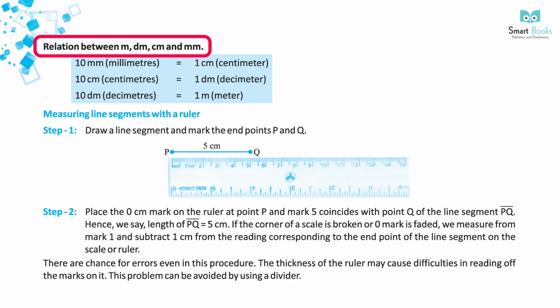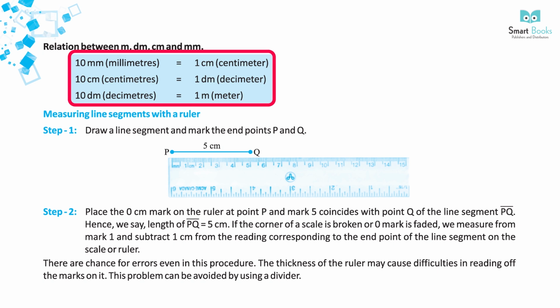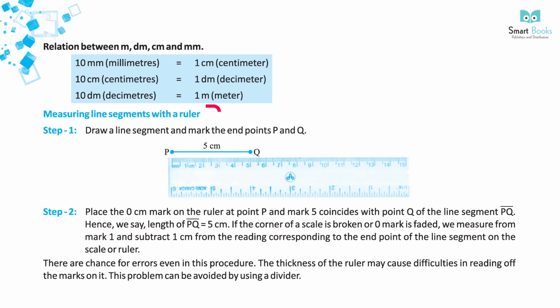mm. Relationship between meter, decimeter, centimeter and millimeter. 10 millimeters equal 1 centimeter. 10 centimeters equal 1 decimeter. 10 decimeters equal 1 meter. Measuring line segments with a ruler.